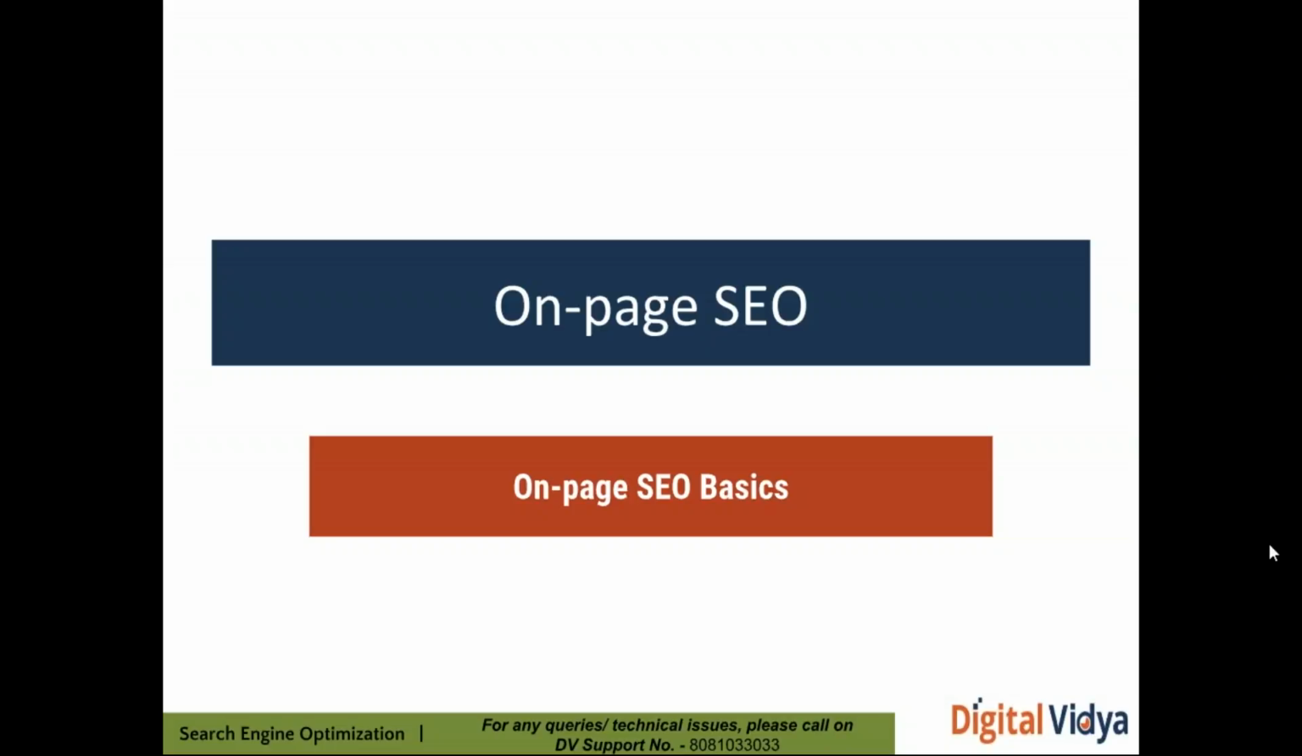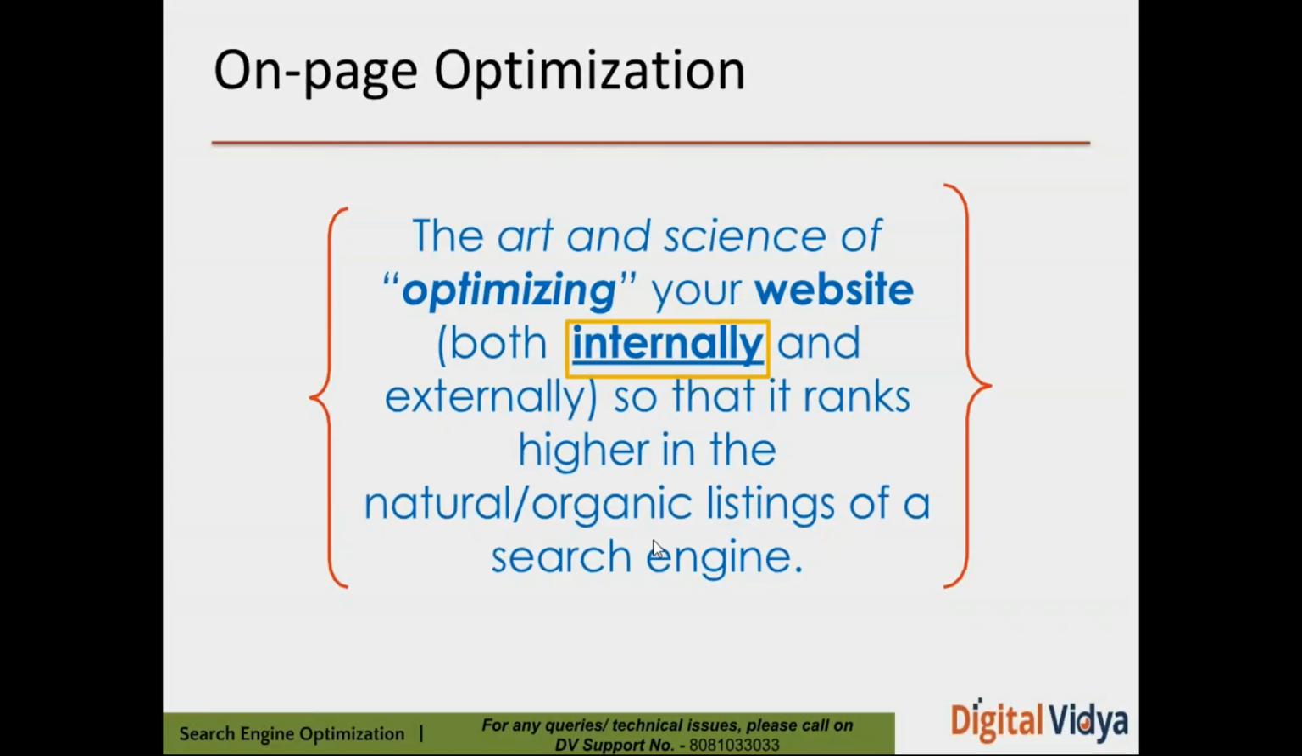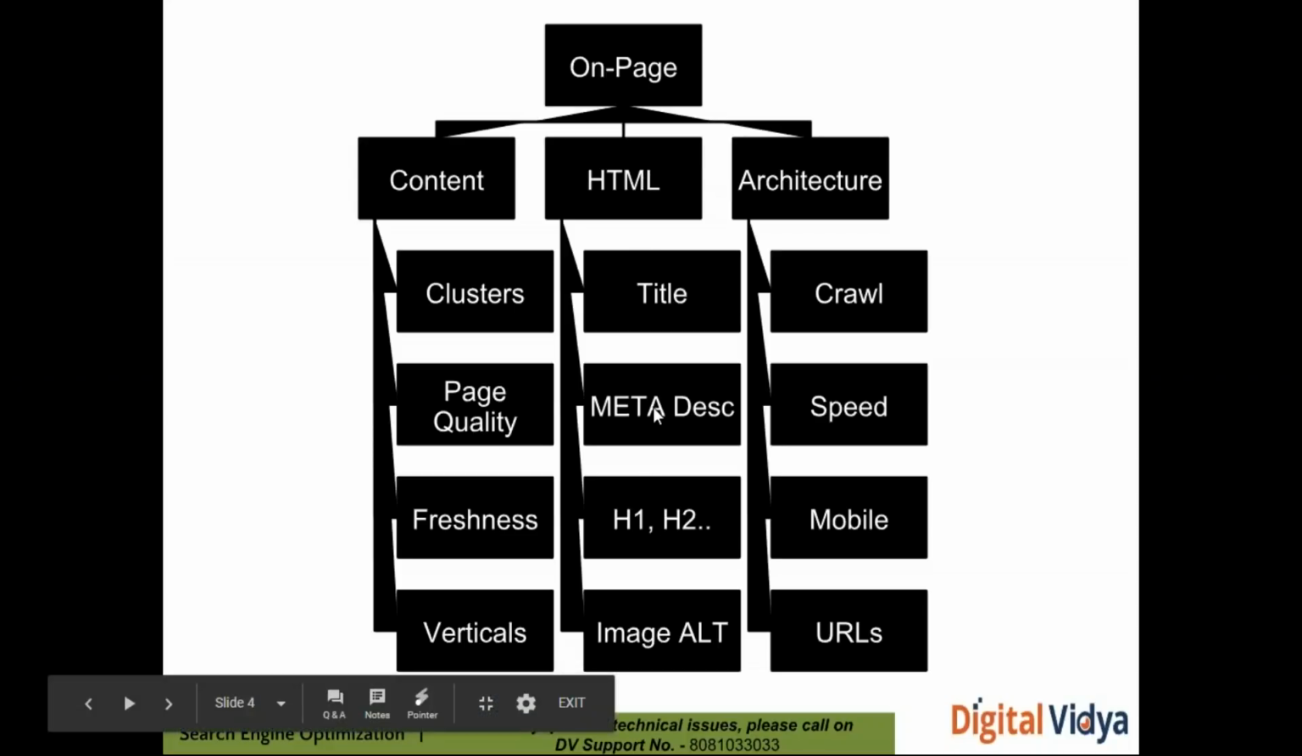Okay? Alright, let's quickly look at this. So, on-page optimization depends on three major factors: content, HTML, and architecture. HTML part we have discussed just now. I will explain content part to you now, and then architecture part is something that we will discuss in Thursday's session.